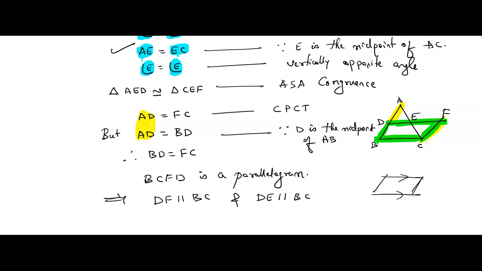Now can we write that, children? Understood? Since DF and BC are parallel, then even DE and BC will also be parallel. Correct? See here, either you take DF or DE, both are the same, both are passing on the same line, and this is my BC. When we have already said that DF is parallel to BC, then even DE will also be parallel to BC. Got it?